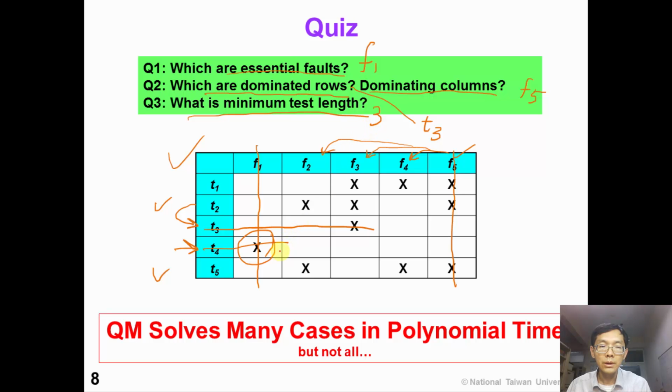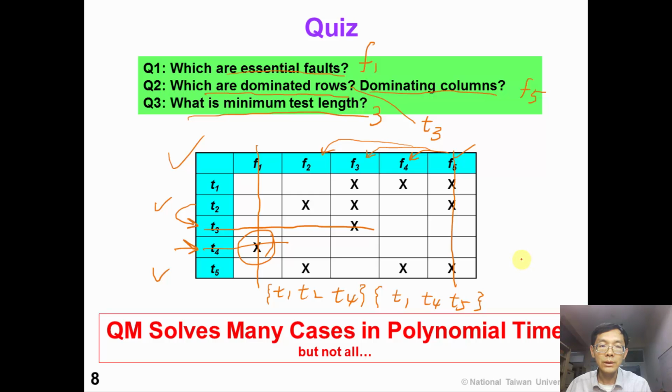But the answer is not unique. You can also select T1, T2, or T4. The minimum test length is still 3. Actually, we have multiple solutions to this problem. They all result in 3 test patterns.